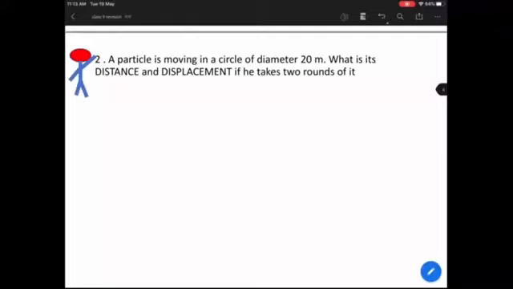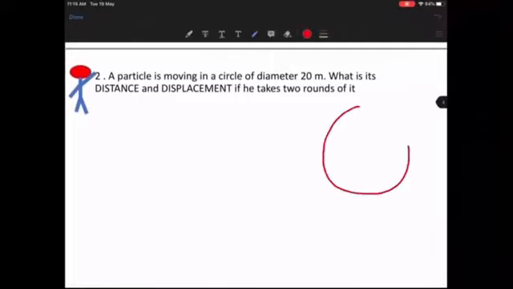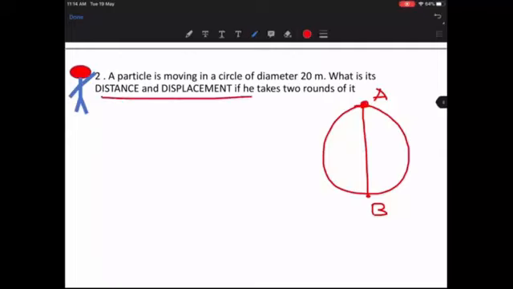Okay, so let's make a circle first. Distance and displacement, you have to recall the concept of distance and displacement here. So this is a circle. The diameter of the circle is given. So let's say this point is point A. This is the point B. So the particle is moving in a circle of diameter 20 meters. Okay, so look at distance and displacement. If he takes 2 rounds, so first he starts from A, then takes a turn, comes here at A. Again, he takes one more round and comes back again to A.